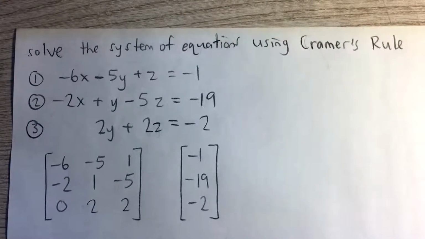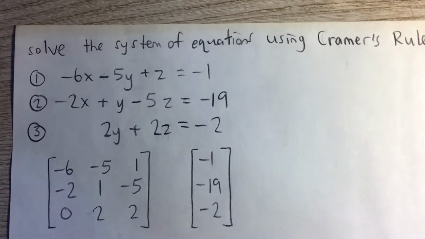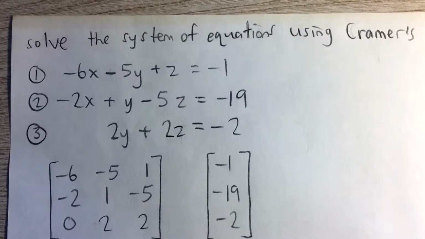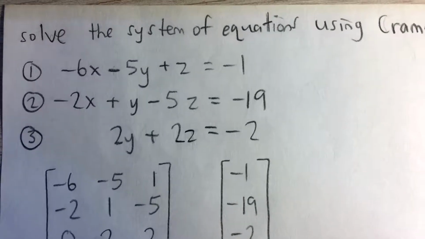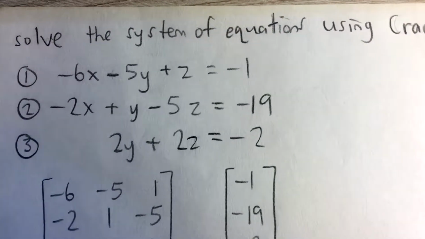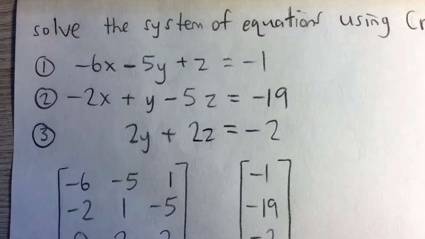Solve the system of equations using Cramer's rule. So here we have three equations: negative 6x minus 5y plus z equals negative 1, negative 2x plus y minus 5z equals negative 19, and 2y plus 2z equals negative 2.